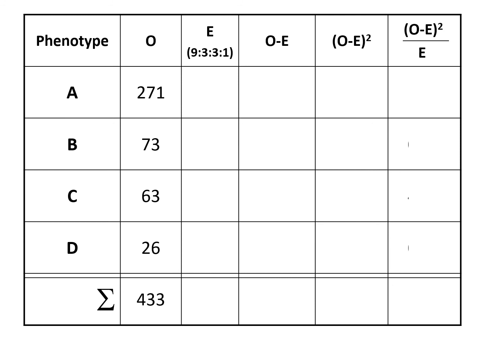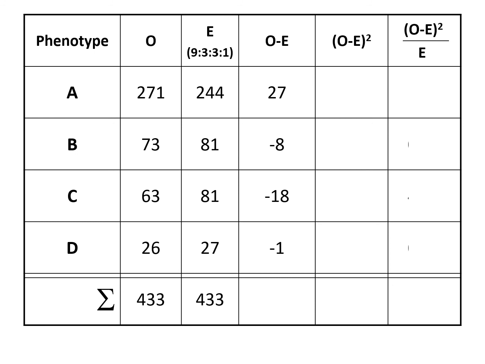It gives us in the question the observed values. So the expected values, again, we're going with the 9:3:1 ratio. Well, if we have 433 organisms in total, you should find the 9 represents 244, 3 represents 81, and 1 represents 27. For each row, we then do O minus E.